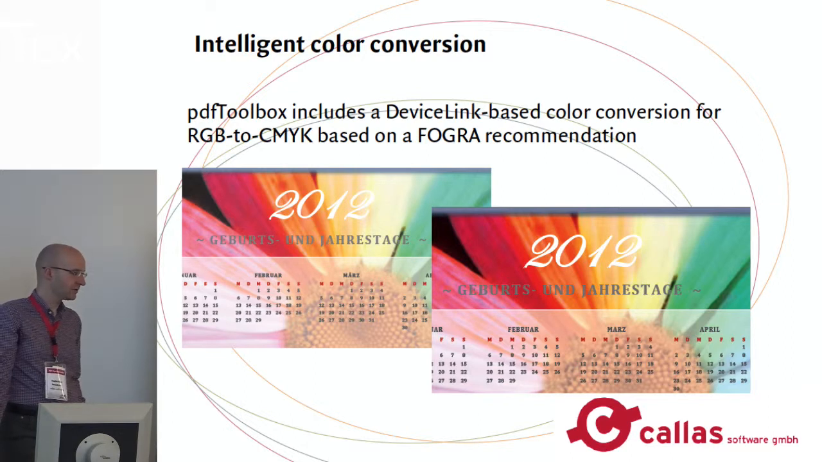A lot of customers are using such device link profiles from print manufacturers. When you buy a machine, you can simply use them in PDF Toolbox for the color adjustment to your printer without any additional license fee, because you're getting these device link profiles, which are normally CMYK to CMYK, within one color space. So you get it for free and can use it with PDF tools.